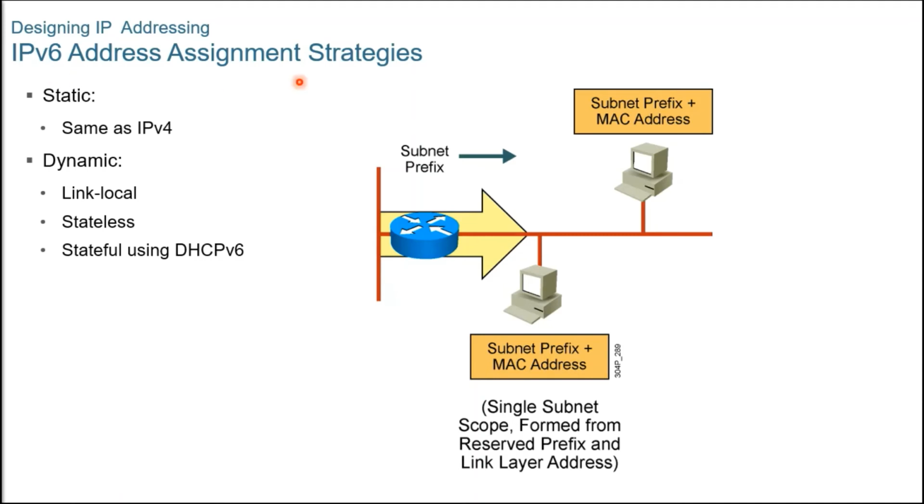IPv6 address assignment strategies. If you're planning to migrate or use IPv6, for the static assignment, it's the same as with IPv4. Now for dynamic, you have to consider either the use of the link local, the stateless, and stateful using DHCP version 6.